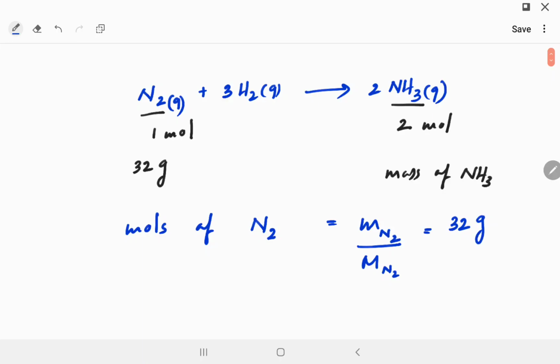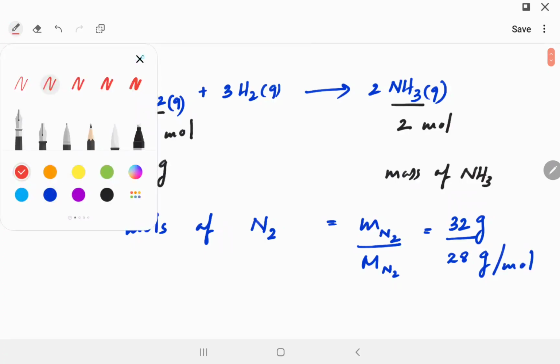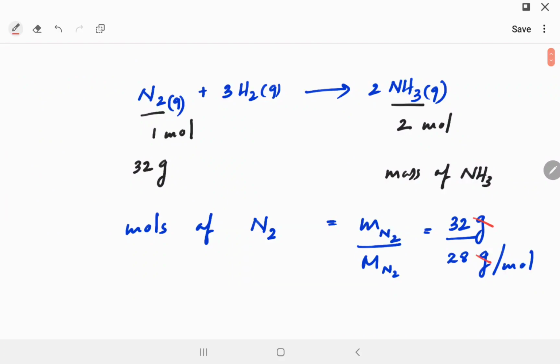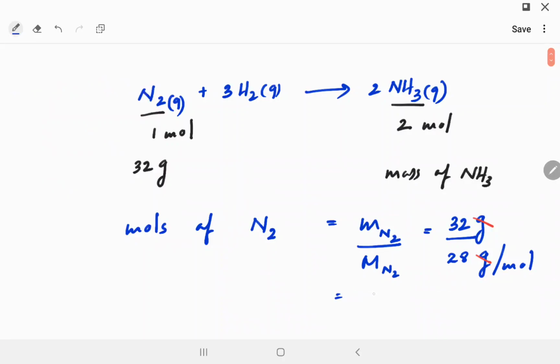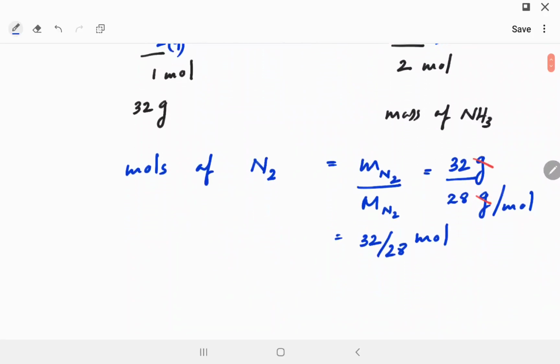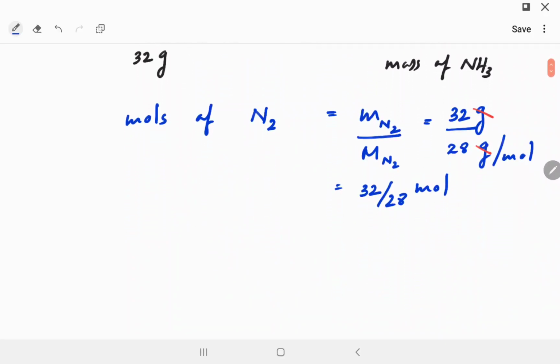Molar mass of nitrogen is 28. Nitrogen atomic mass is around 14.0, and you have two nitrogens in here. So 14 plus 14 is 28 grams per mole. Grams to grams will cancel out, and you will have moles as your unit. So you will have 32 divided by 28 moles. This is how many moles of nitrogen you have.